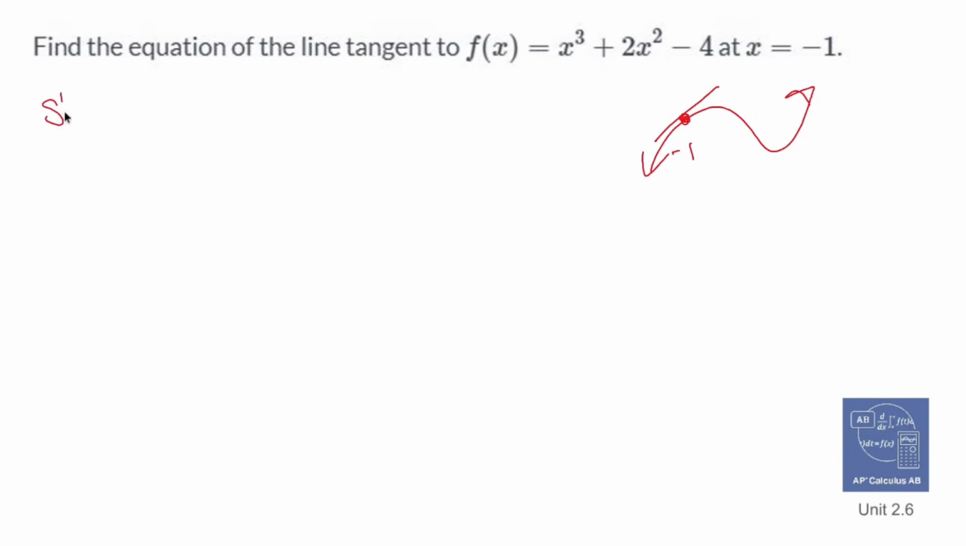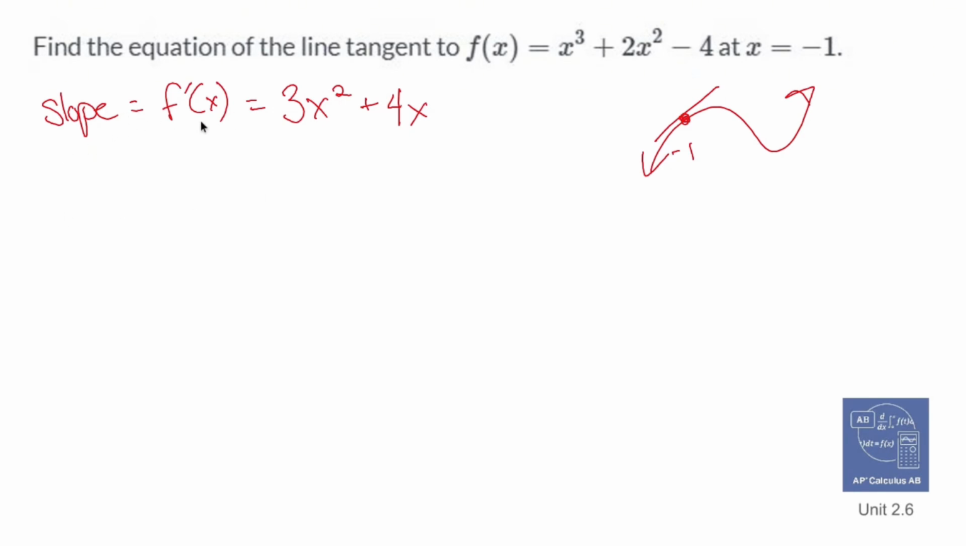So in order to find the slope, I have to take the derivative. So slope equals f prime of x, which is going to involve me taking the power rule. Drop the 3 down, subtract 1. Drop the 2 down, multiply it to 2, so I get 2 times 2 is 4. Subtract 1, x to the invisible 1. If I were to take the derivative of -4, I get nothing.